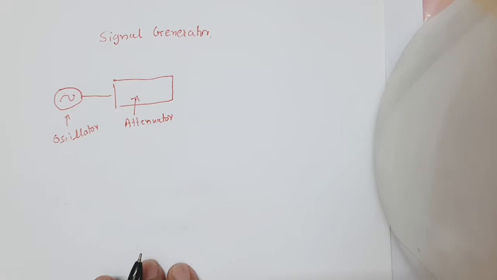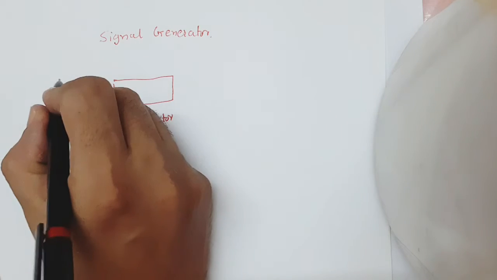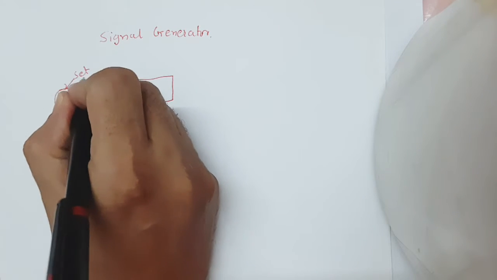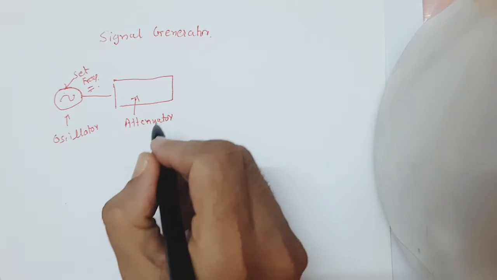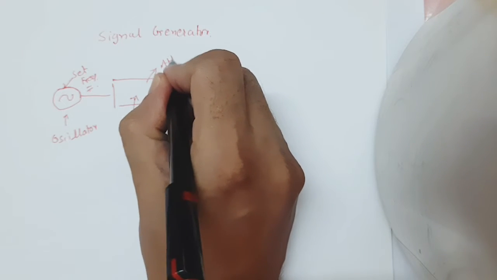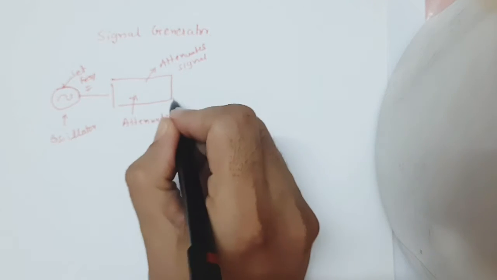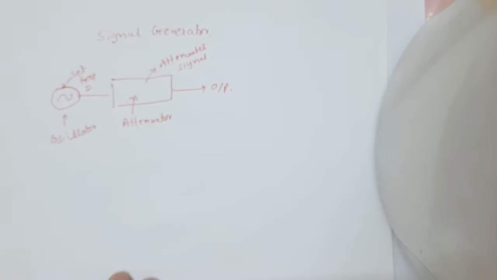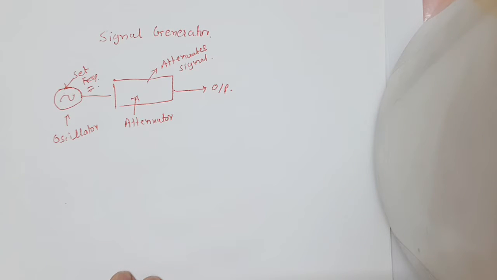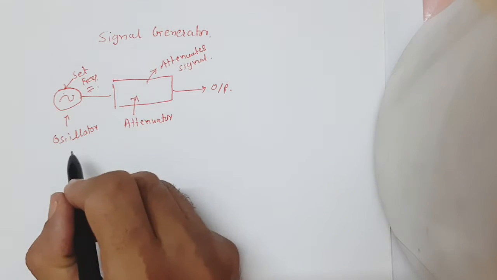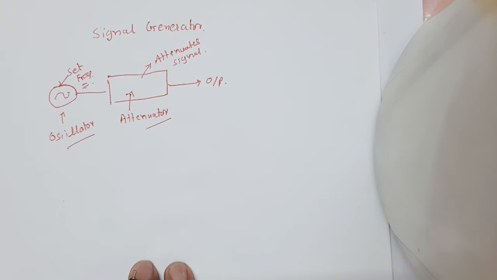The function of the oscillator is to produce the sine wave, through which we can set the frequency. The function of the attenuator is to attenuate the signal, and this is our output. All the instruments in this chapter have one oscillator and one attenuator. Then we discuss the standard signal generator and modern signal generator.